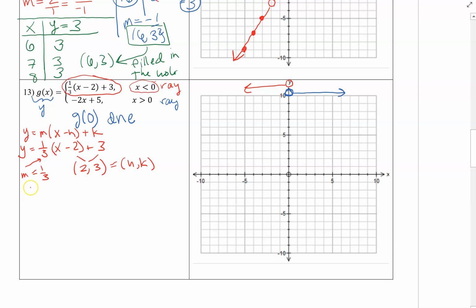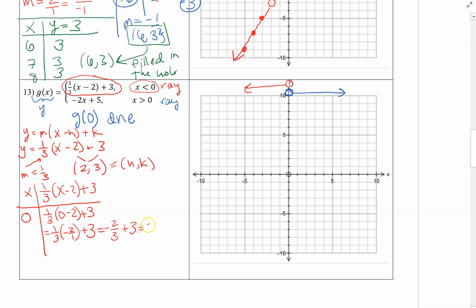Okay, but let me just make a table of values for this equation, and I'm going to use the boundary point of 0 to figure out where that open circle would be. So I'm going to plug in 0 for x. And when I do, I get 1/3 times negative 2 over 1 plus 3, which is negative 2/3 plus 3, which is positive 2 1/3.